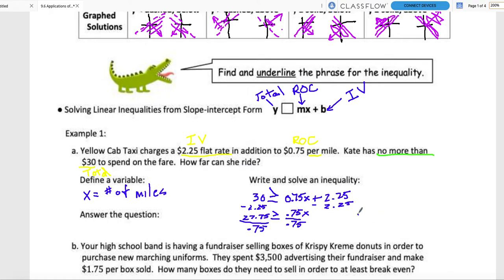And after I do that, I'm going to have x is going to be, actually not equal to at all. It's going to be, and let's not turn it around because that'll confuse you. I'll turn it around in just a second. Okay, this side that is greater than or equal to x is now 37. All right, so what does that say? That says, how far can she ride? No more than 37 miles.